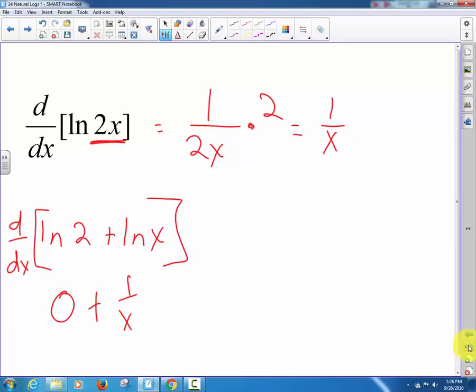So, which way do you want to do it? I don't care which way you do it. After you've done a few hundred of these, it gets real easy. You'll be able to look at it and tell me that's the answer. Poof, write it down. The answer for the derivative of ln of 2x is 1 over x. Questions, comments, observations? All right?